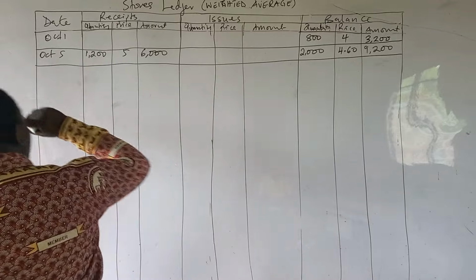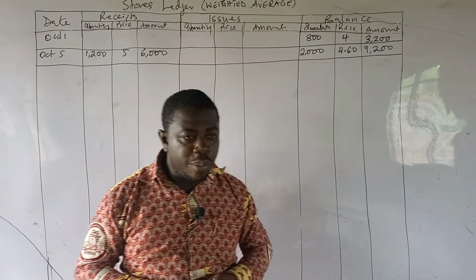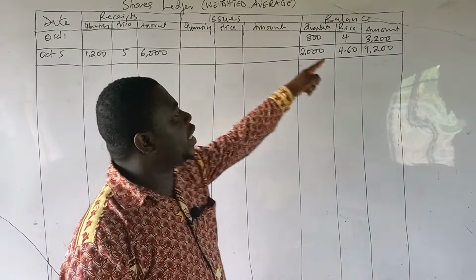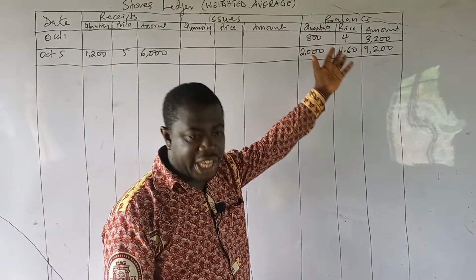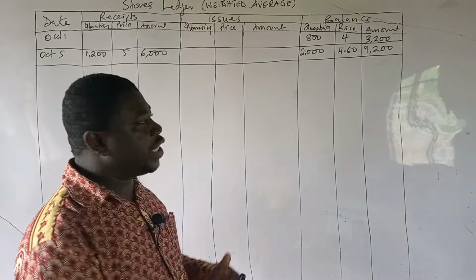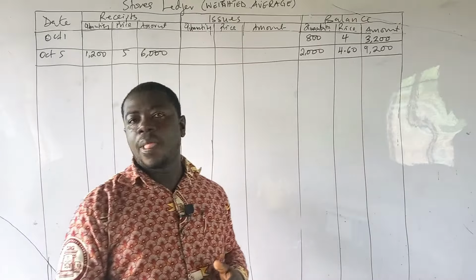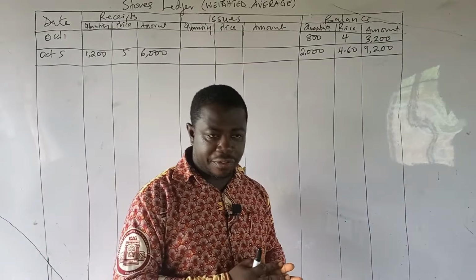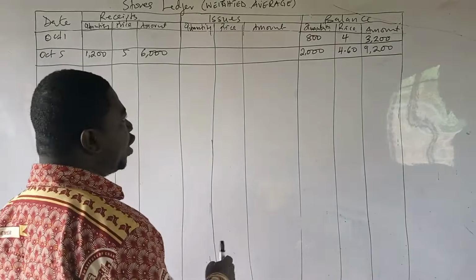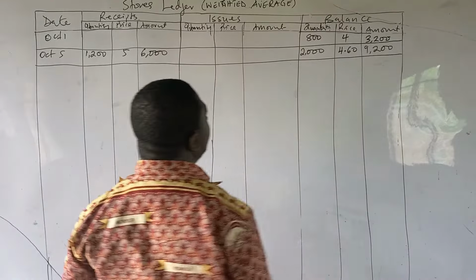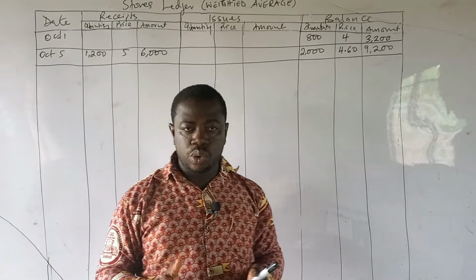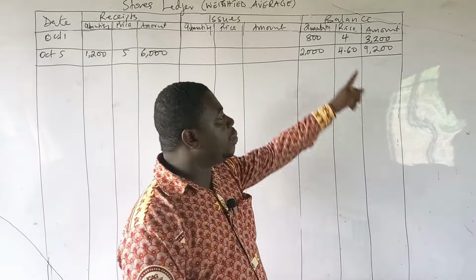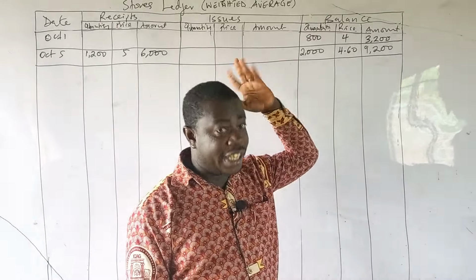So please, that is the change with the FIFO method. With the FIFO method, we would have written every price separately, so that when we are issuing out, we issue according to what came in first. But with the weighted average, we find an average. But this average is not a simple average. If it was a simple average, it would have been 4 cedis plus 5. So 4 plus 5 would have been 9. 9 divided by 2 would have been 4.5. That is for the simple average.